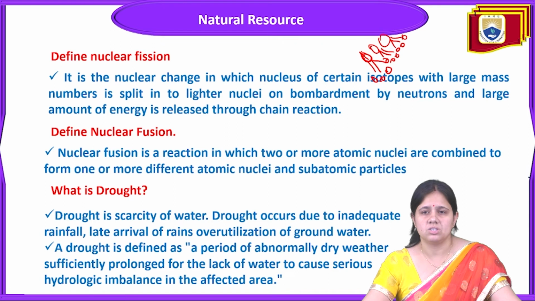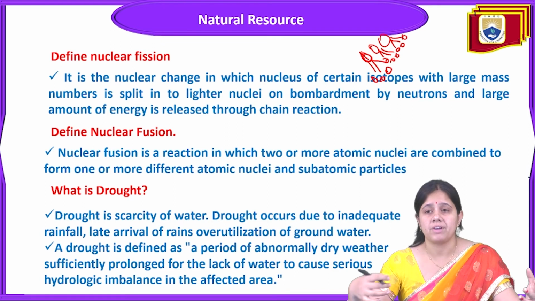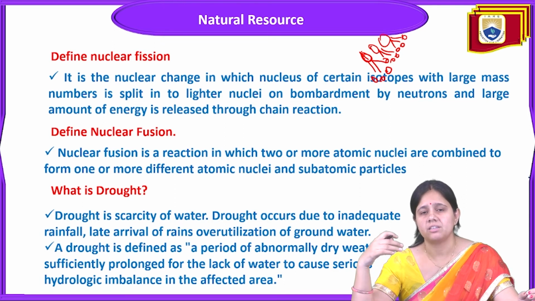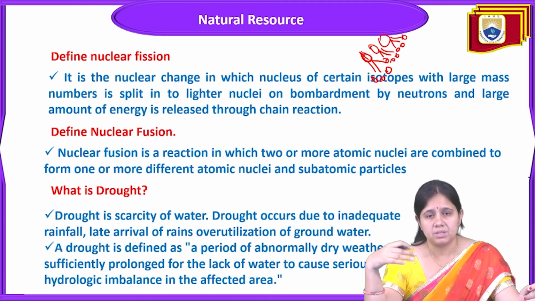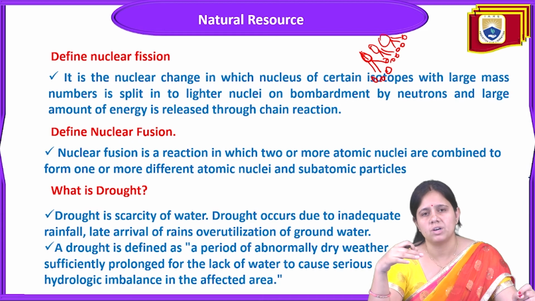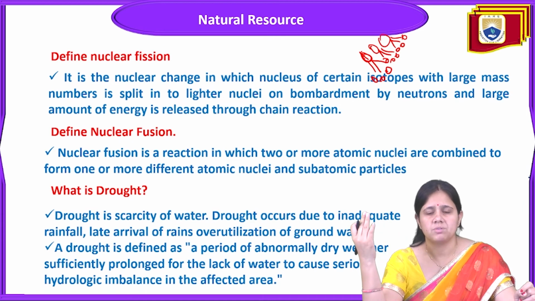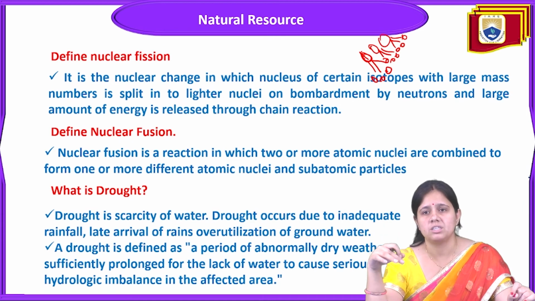Drought is the scarcity of water, a period of abnormally dry weather. That's why rain will not come in sufficient amounts, and the dry weather is there. The transpiration rate is also high, so the soil moisture and groundwater evaporate into the clouds, but rain will not come. The lack of water is a very serious hydrological imbalance in the affected area. This is called drought.